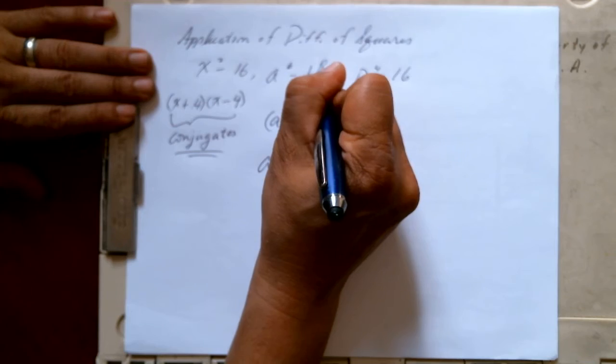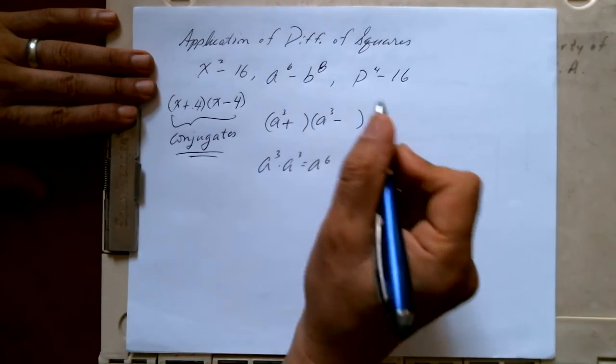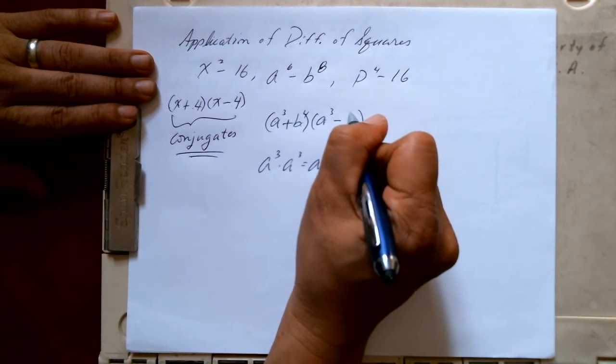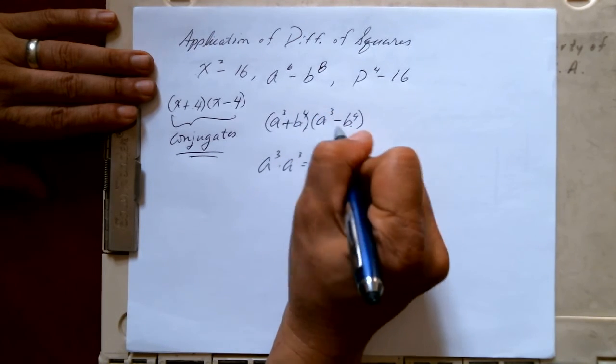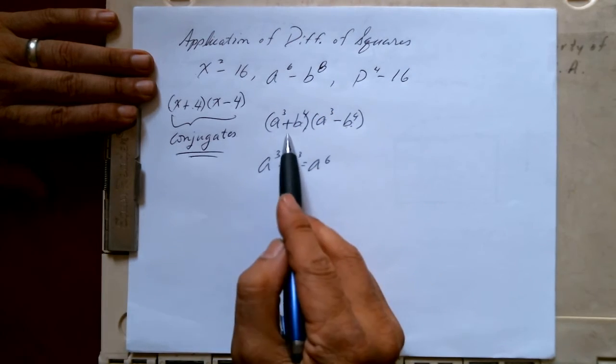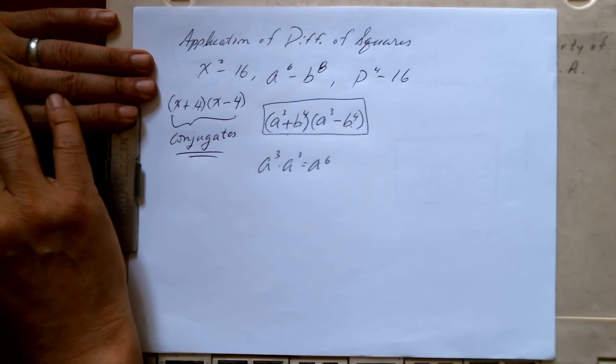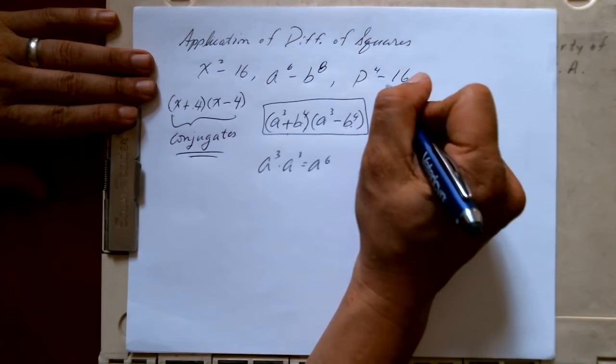Let's do b to the 8th, so that way it's a little bit different. What times what is b to the 8th? It's b to the 4th times b to the 4th. It has to be the same thing. So therefore, these factors have a very special name. They're called conjugates again. Let's look at this one.